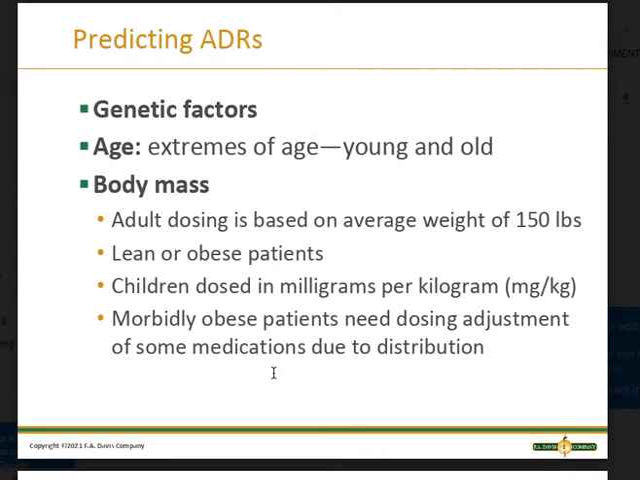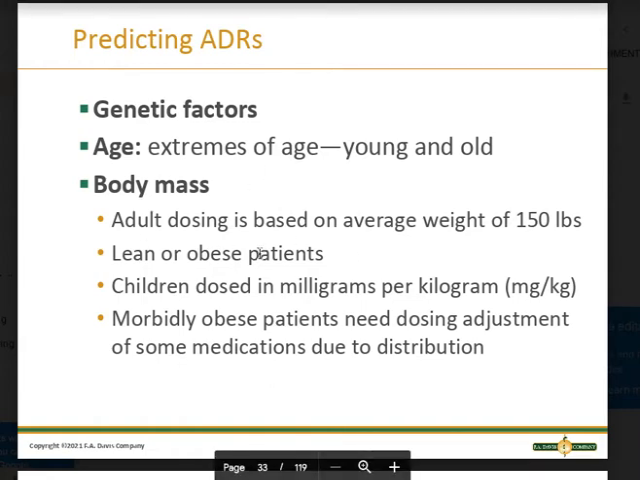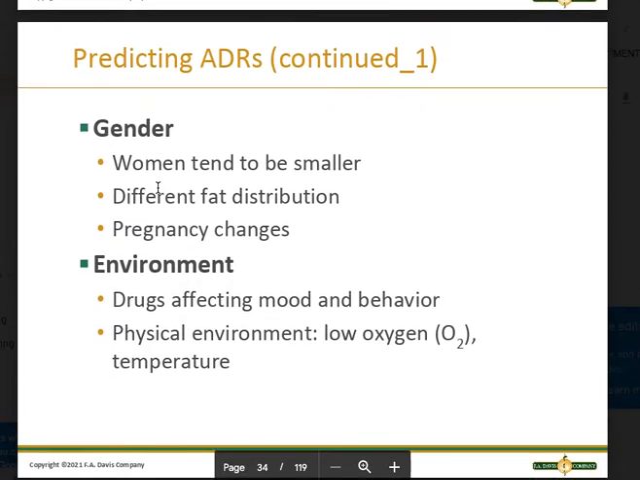So predicting adverse drug reactions, the extremes of age are where they're most common, in the young or the old, but neither one of them has sufficiently functioning liver and kidneys. They don't clear the medication as well as they should. They absorb it differently, so that's why they're at a bigger risk. Body mass can affect it. Gender, women tend to be smaller. You can have different fat distribution.